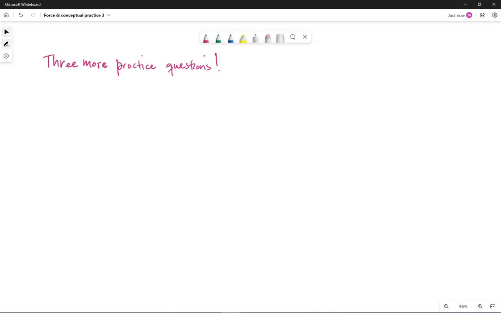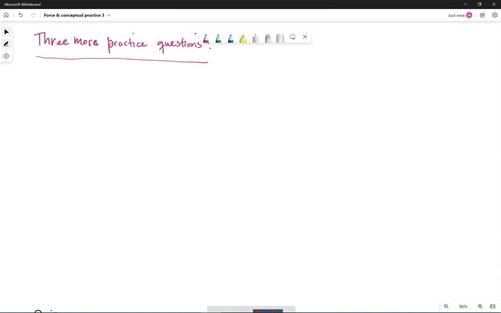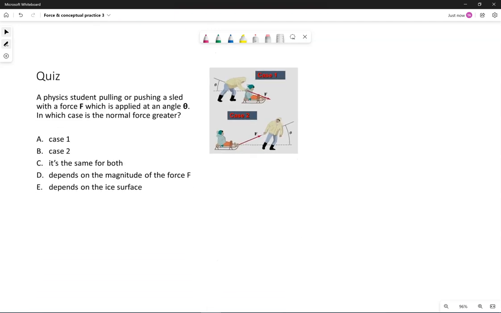3 more practice questions. So relating force and motion, I'm trying to give you a variety of questions to work through. I hope you're seeing that the approach is similar, but the reasoning through it is very dependent upon the question itself. So here we go.